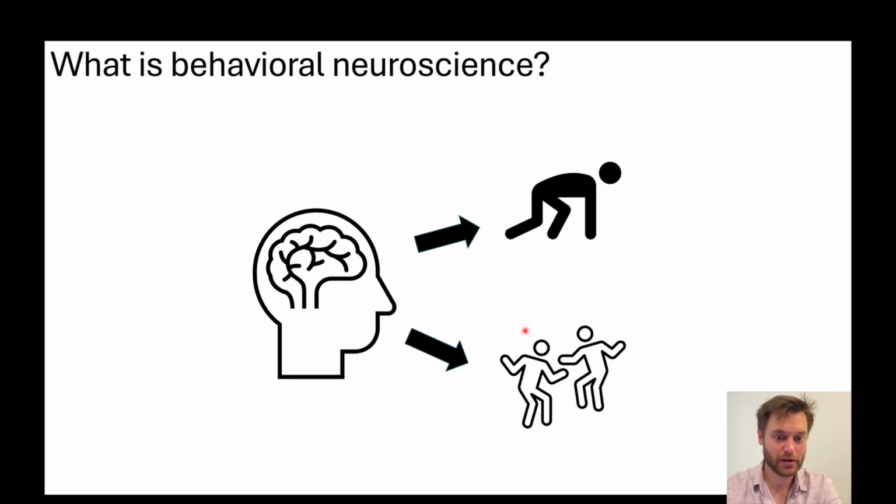And that's essentially what behavioral neuroscience is: it's the combination of looking at the nervous system in a variety of different ways, and trying to tie activity in the nervous system to behavioral states. So this is behavioral neuroscience.